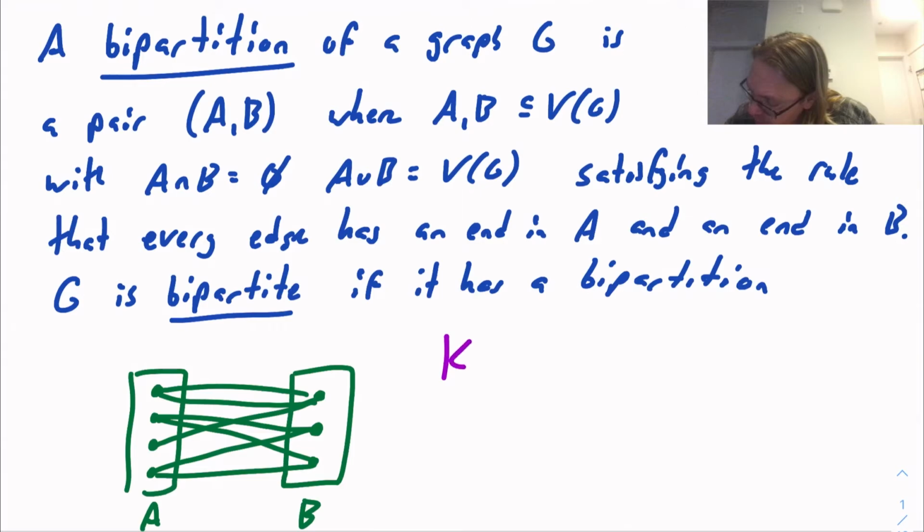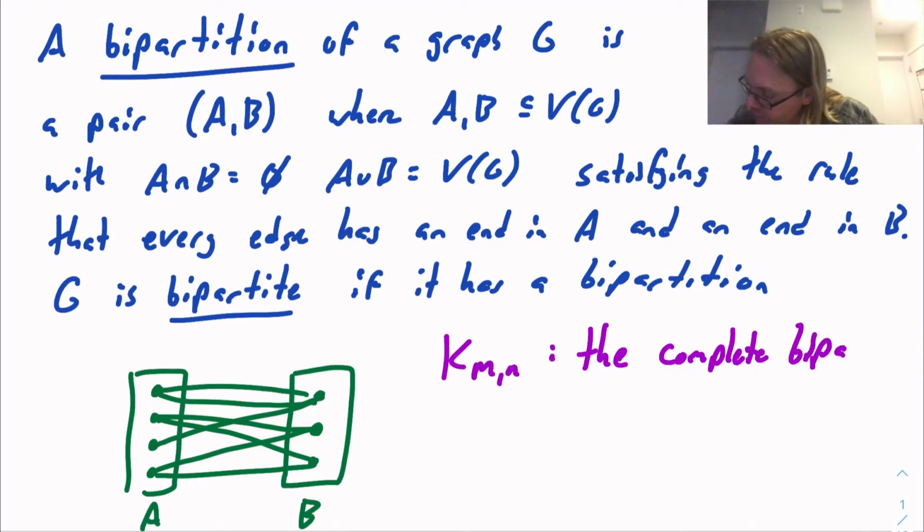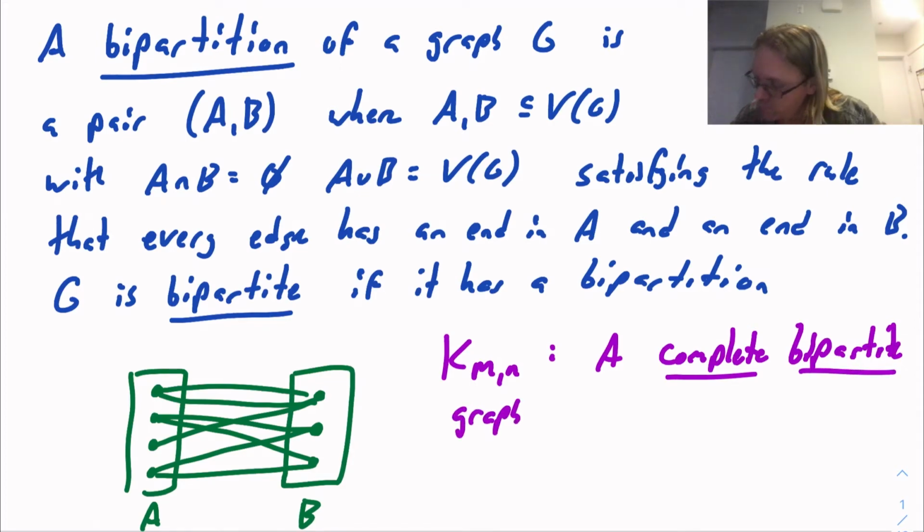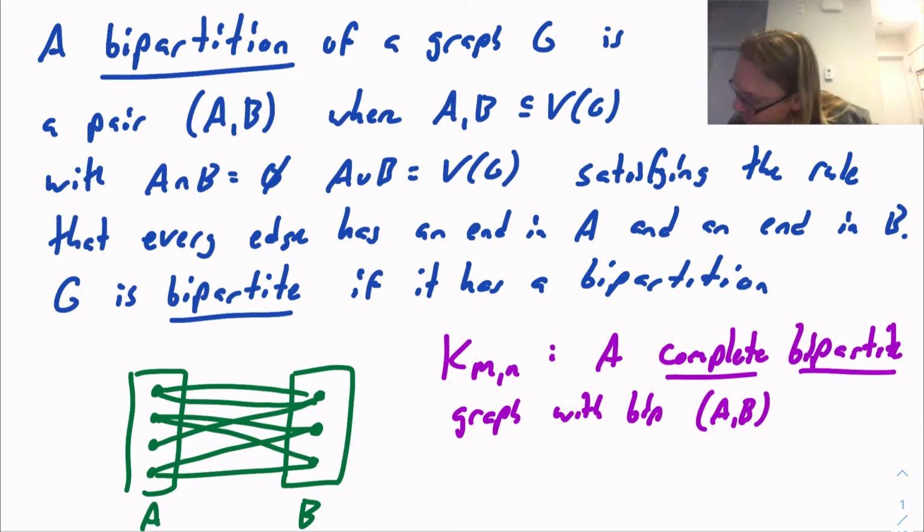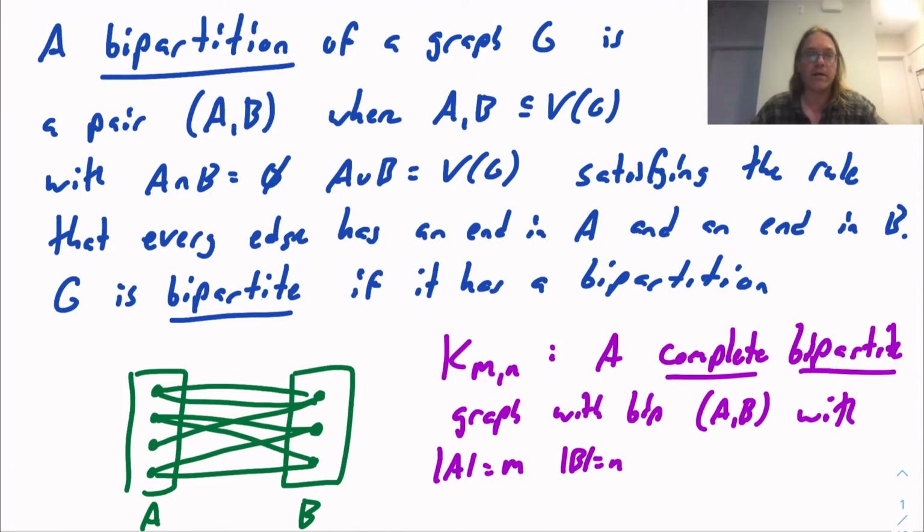K_{m,n}, this is the complete bipartite graph. Actually, let me say A here. So this is a complete bipartite graph. It's got bipartition A, B, where you're going to have m vertices on the left, n vertices on the right, and every vertex in A adjacent to every vertex in B.